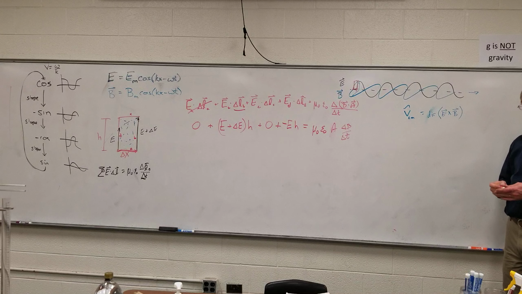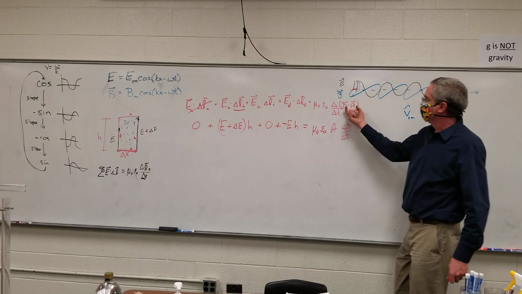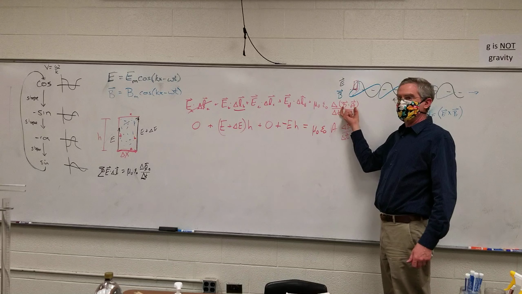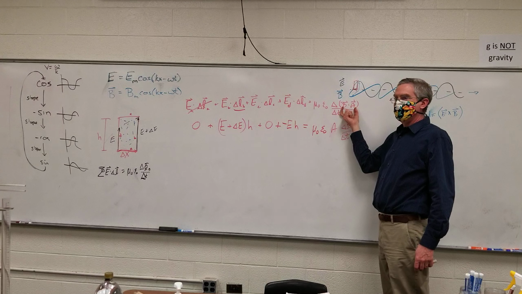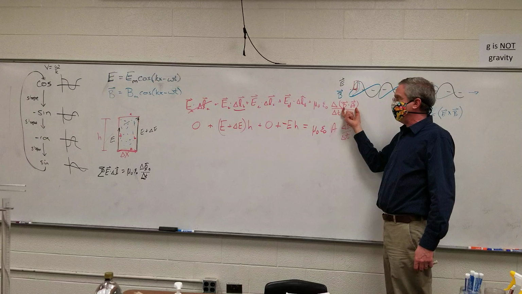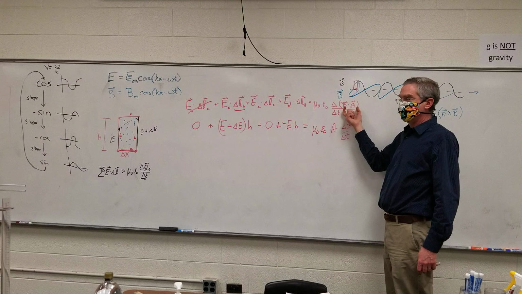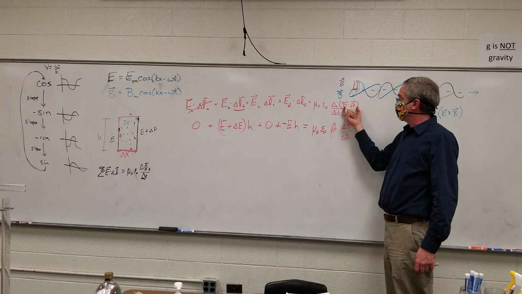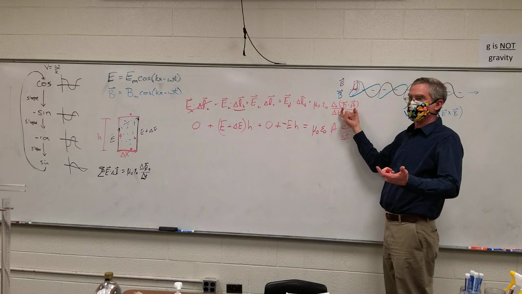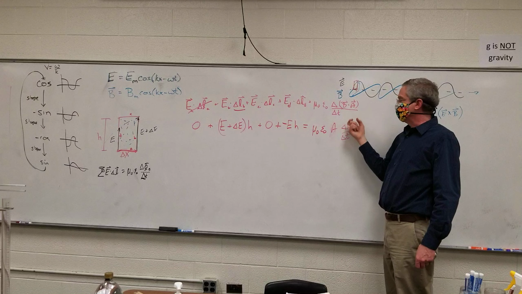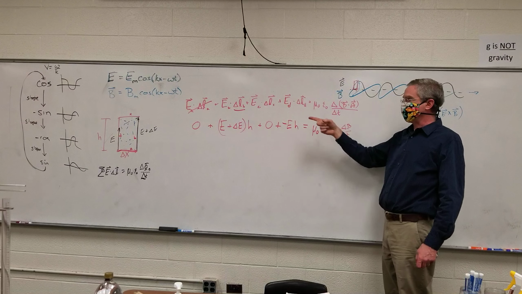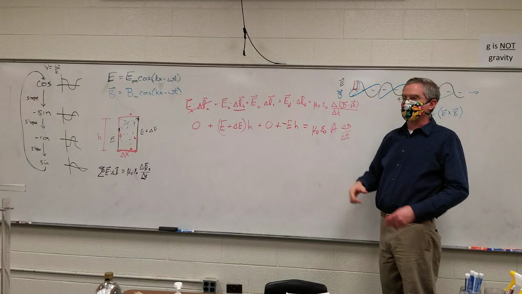Where does the A come from? The magnetic flux is B dot A. And so B and A are in the same direction, so the dot product is just the product of B times A. Right. A doesn't change, so it pulls out. This is the area of the rectangle, it's H times delta X.